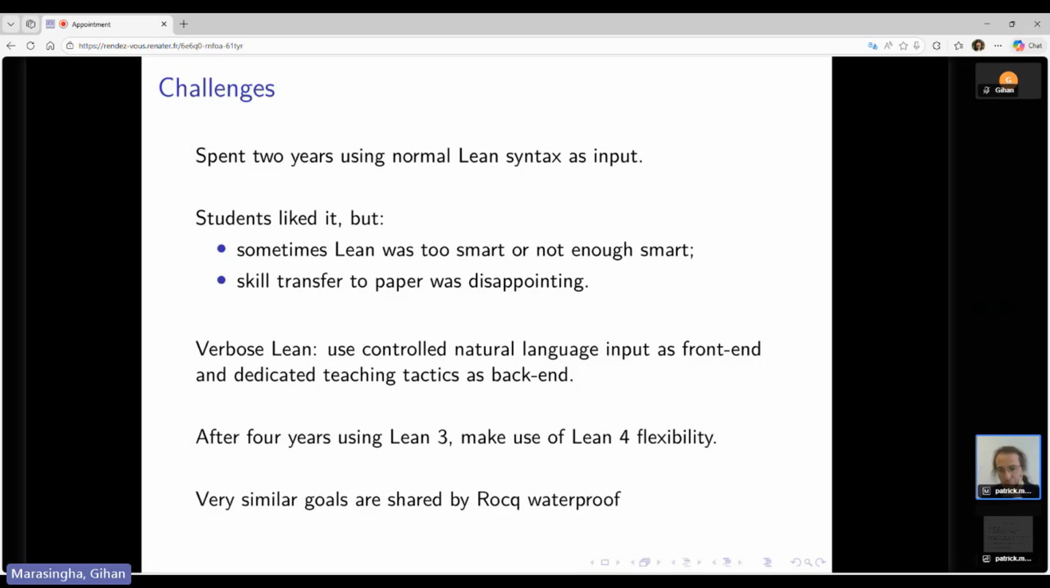And I will show you what it looks like. Of course, I'm now using Lean 4, which makes all this a lot more flexible and possible. And there is another library, the Rocq Waterproof library for the Rocq proof assistant, that shares very similar goals. We started roughly at the same time, and then shared a lot of ideas, and now both of those libraries got better as a result. Now the Rocq Waterproof people mostly switch to Lean anyway, and I will tell you later what this will bring us.